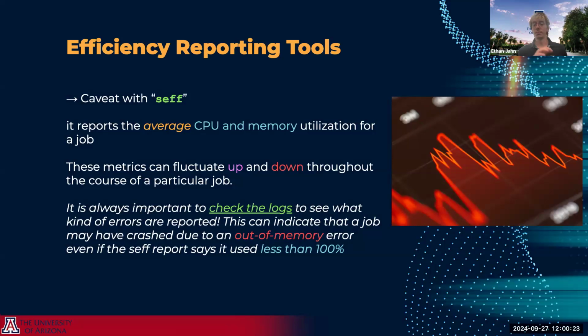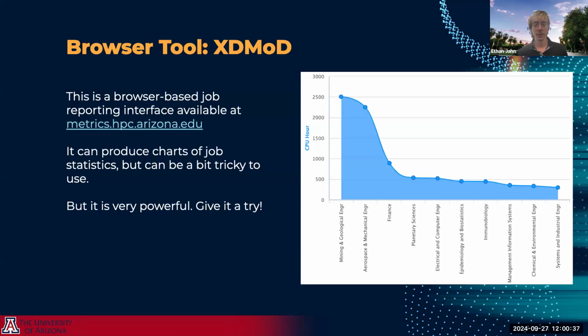So just be aware that we have these average metrics, but not super detailed time series usage metrics. Again, always check the logs, read the error messages, see what those are telling you. Here's a screenshot of something from XDMod. This would be the CPU hours used by different departments in the university. So this might not be the exact metric that you're looking for, but there are plenty of different options available in that interface.